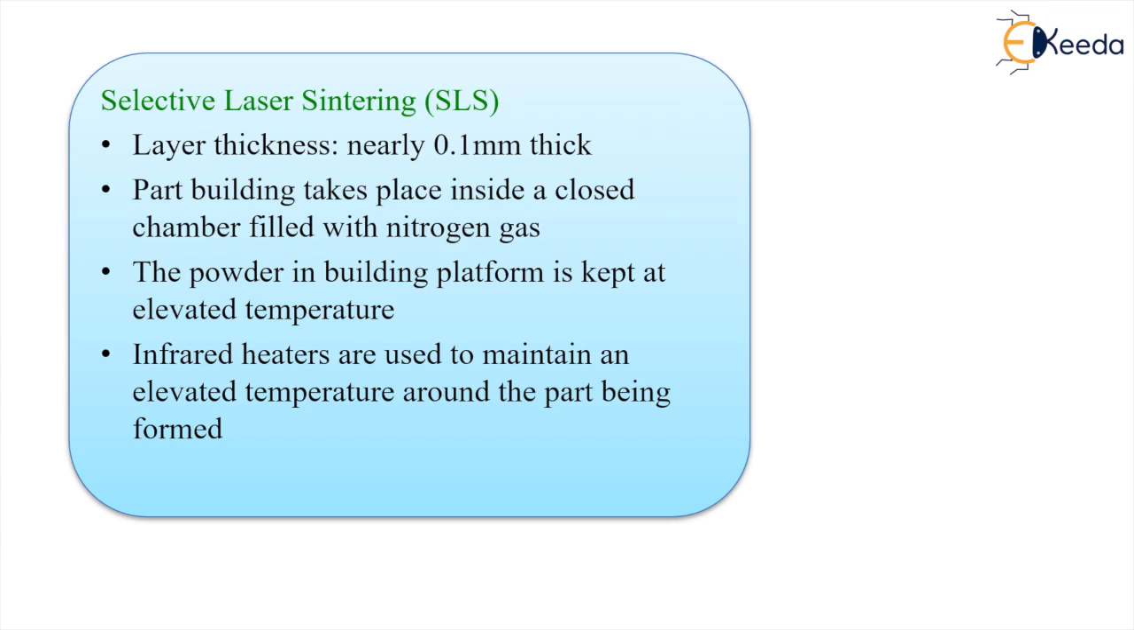Here is how the part is built: it is inside a closed chamber which is filled with nitrogen gas. We will see the diagram of this SLS. The powder building platform is kept at elevated temperature. So here the powders on the building platform are kept at elevated temperatures. Then infrared heaters are used to maintain an elevated temperature around the part being formed. So how is this temperature maintained? By using the infrared heaters.